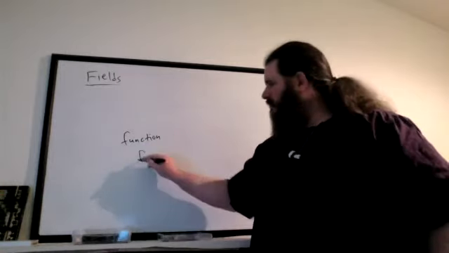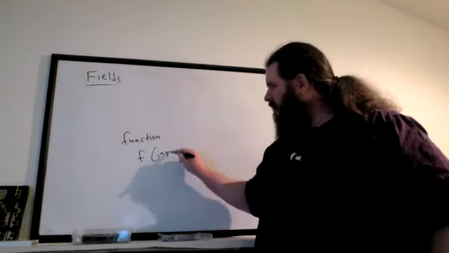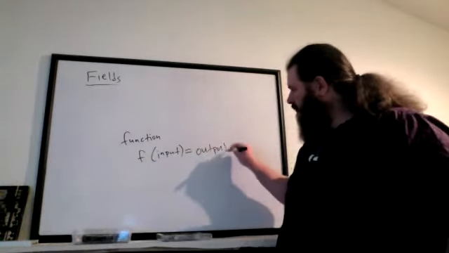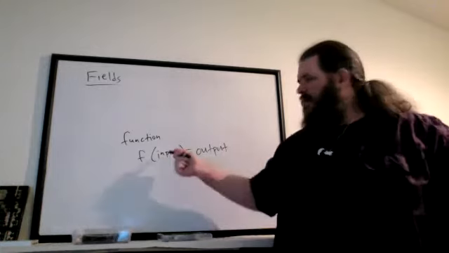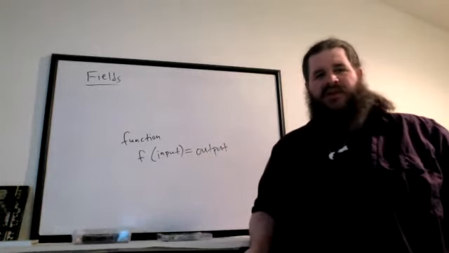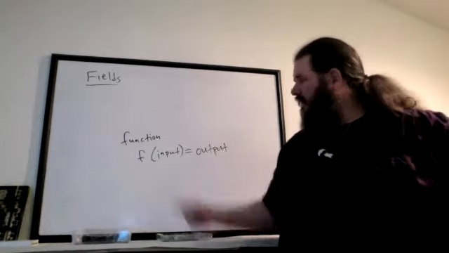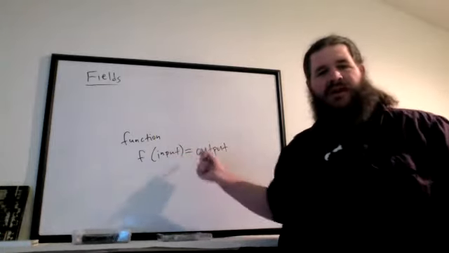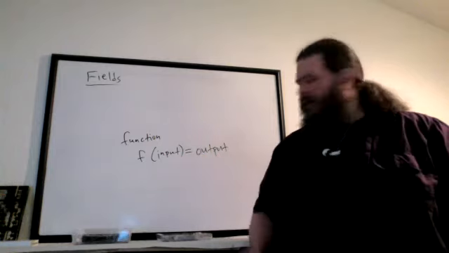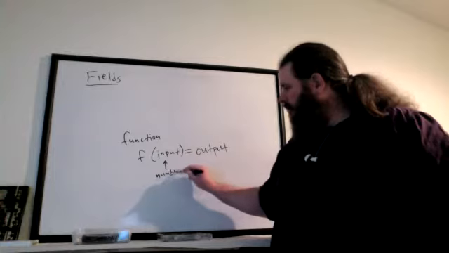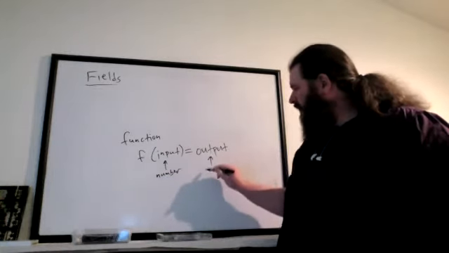If you've got an input and this function creates an output, maybe you take the input and square it and add 3, or maybe you take the input and take the cosine of it and add 5 or something. It's just some process that turns an input into an output. And usually we expect the input to be a number and the output to be a number.